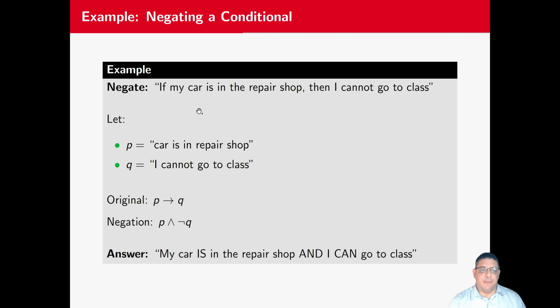One example of this would be: if my car is in the repair shop, then I cannot go to class. So there are two propositions here. P is my car is in the repair shop, and Q is I cannot go to class. The original implication is P implies Q, but I can also write its negation, which is P and not Q. The negation here will be my car is in the repair shop and I can go to class. So this means that the implication is not true. It's not correct. I'm negating that.